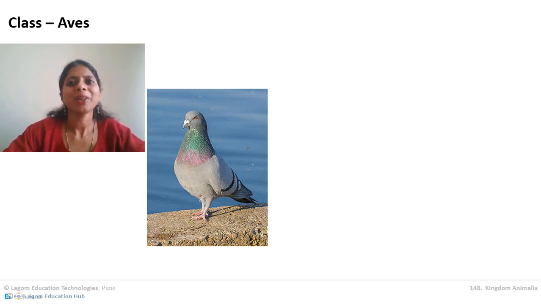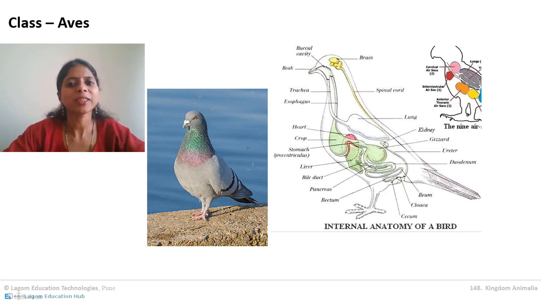Let us try to understand the characteristics of Aves with the help of this example, the normal pigeon, or better to say the wild pigeon. Let us consider the internal structure of this pigeon and try to understand the characteristics of Aves. After understanding this, we will shift to some different modifications of Aves. And as usual, finally we will list all the characteristics of Aves together.